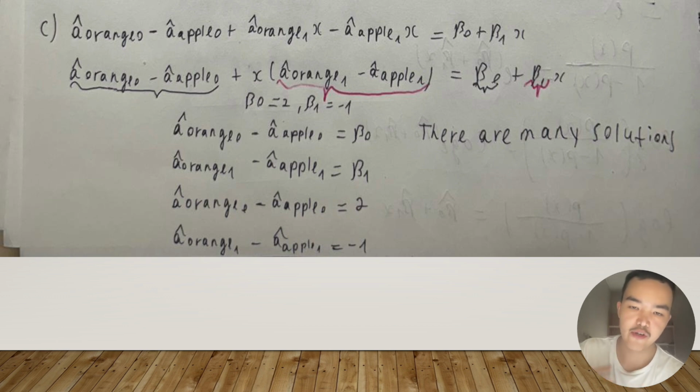So as we see, there are infinitely many solutions to this equation, because 4 minus 2 can give us 2, 2 minus 0 can give us 2, and for example 2 minus 3 can give us minus 1, 4 minus 5 can give us minus 1, so that's why there are infinitely many solutions.